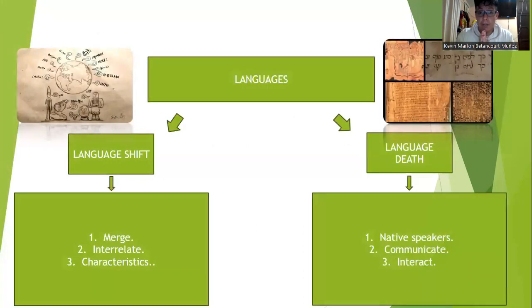I'm going to talk about language shift and language death. Language shift happens when languages tend to merge and interrelate with each other over time. For example, they have characteristics in common. And language death: a language disappears when there are no longer native speakers to communicate and interact in that language. In addition, there are other factors such as linguistic change, among others.